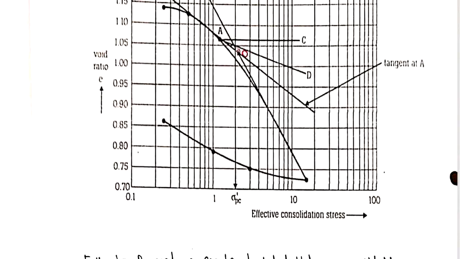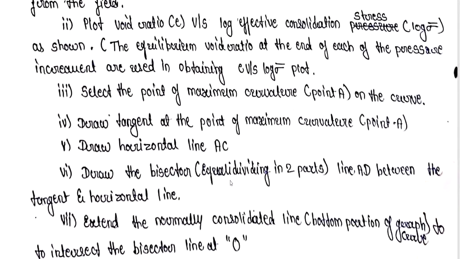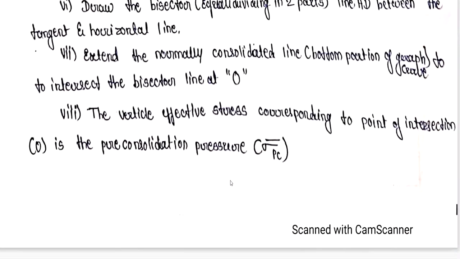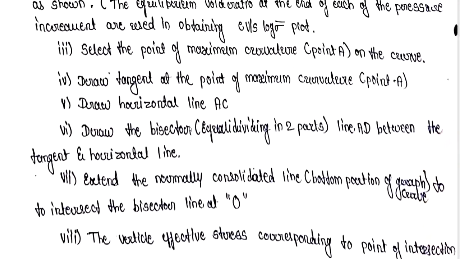Whatever the consolidation pressure is at this particular point, if I extend this normally consolidated line such that it joins the bisector which has divided the area between the tangent and AC into two equal parts, that bisection point I am going to name as O, and corresponding to that bisection point, whatever the effective consolidation stress is, I am going to name it as the pre-consolidation pressure. So like this we can find out the pre-consolidation pressure.